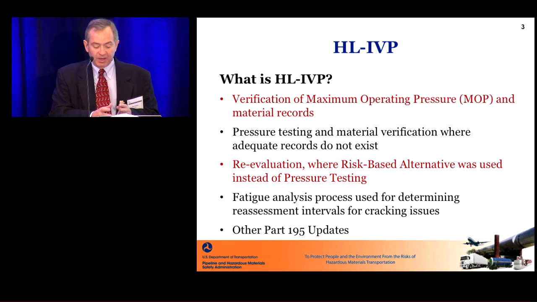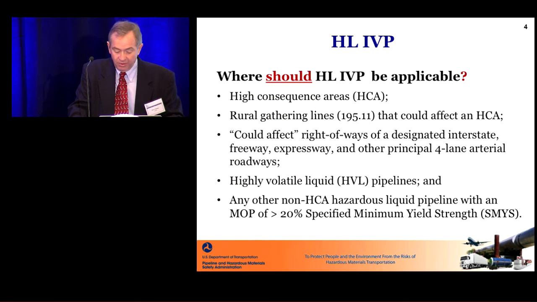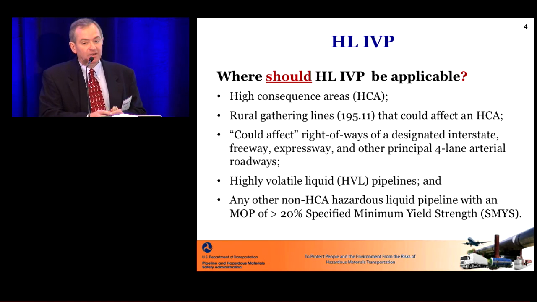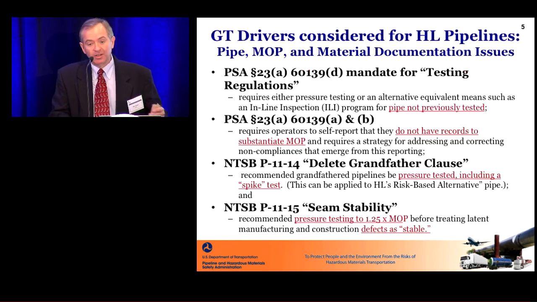The next bullet I've got there is, what do we do if you do not have records for your MOP? What type of strategy should you have? If you go look at the code right now, it tells you what you should do if you don't have records. If you go look at 195, it tells you how often you need to be destructively testing pipe.